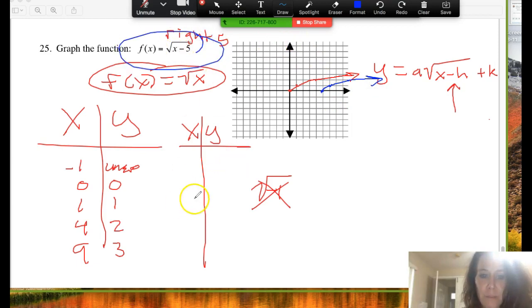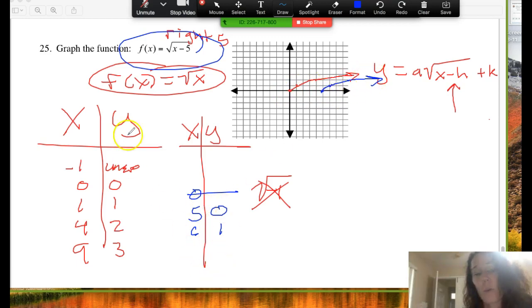Plug in 0. If I plug in 0, 0 minus 5 is the square root of -5. It doesn't exist. That's why I don't have a point here at 0. I can't do 1, 2, 3. The first point I can do is 5, because if I plug in 5, 5 minus 5 gives me 0, and I finally get a point. If I plug in 6, 6 minus 5 gives me 1, and the square root of 1 is 1. So I have my point 5, 0, and my point 6, 1, and so on.